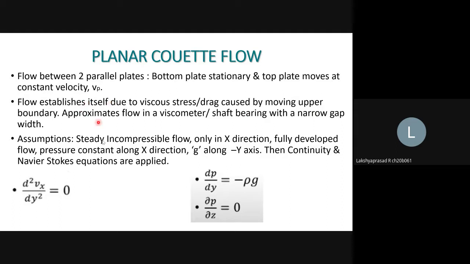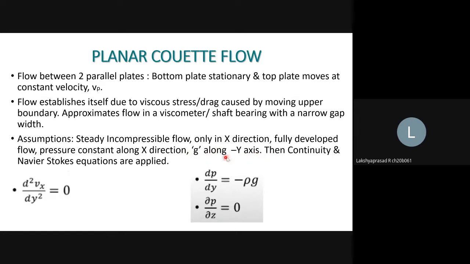Okay, and for deriving the governing equation for this planar Couette flow, the assumptions made are that we are considering a steady incompressible fluid flow only in one direction, that is x direction. Okay, and it's fully developed flow. Now fully developed flow means dvx by dx will be equal to 0, meaning vx won't change with x, as the fluid flows. And also pressure is constant along x direction, and we have gravity which is acting along the negative y direction.